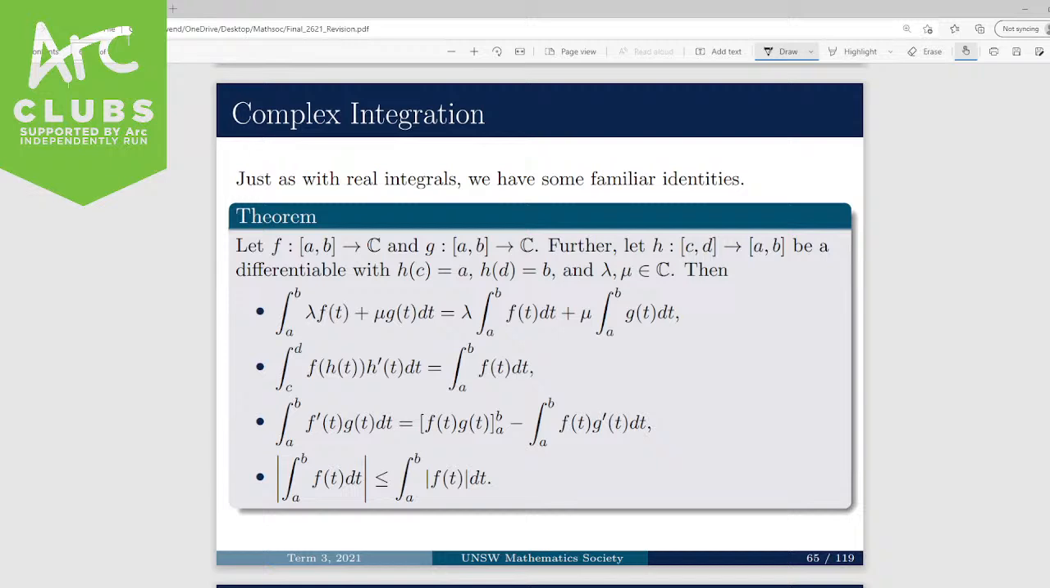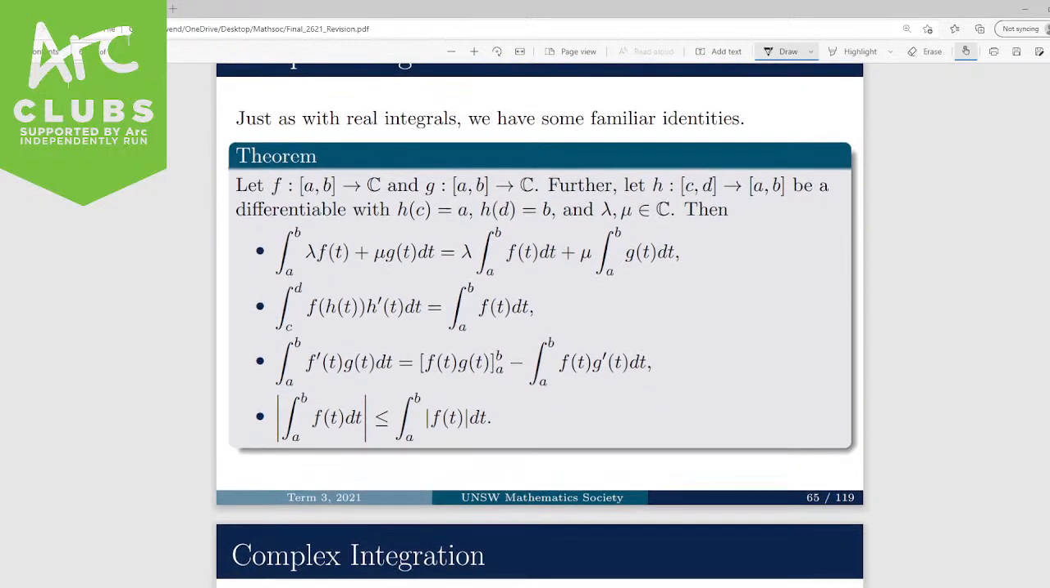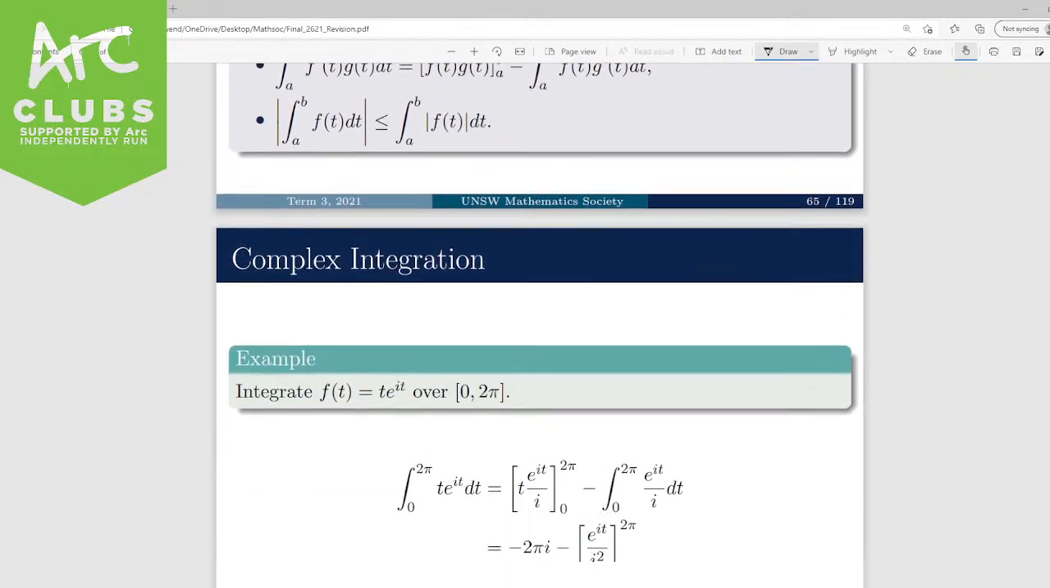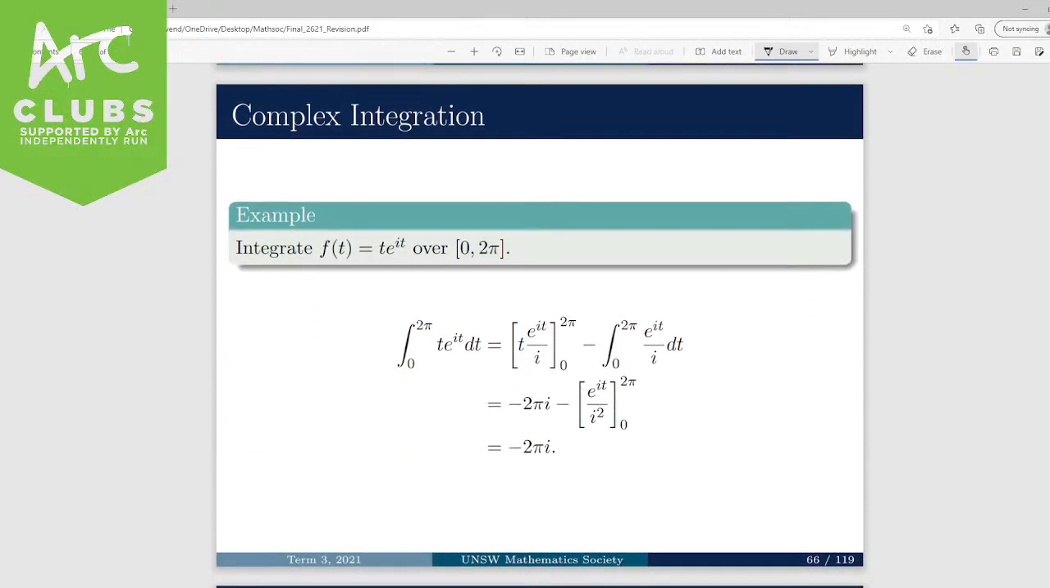That third one is just your usual integration by parts, no worries, still works in complex integration. And that final one's just a nice, lovely inequality, still carrying over from the real integrals. So yeah, they're nice properties to stare at, but there's no new things really to be learned from here other than it also works for complex. So a nice little demonstration of how integration by parts still works for complex integration.